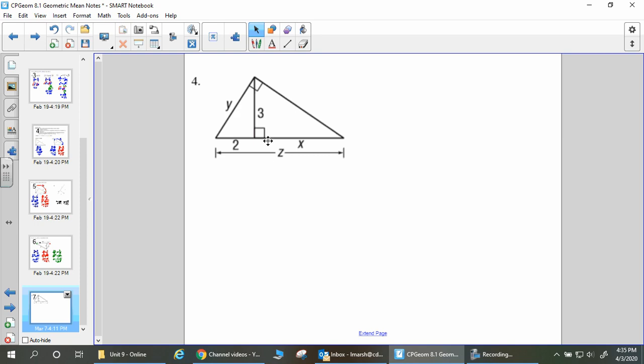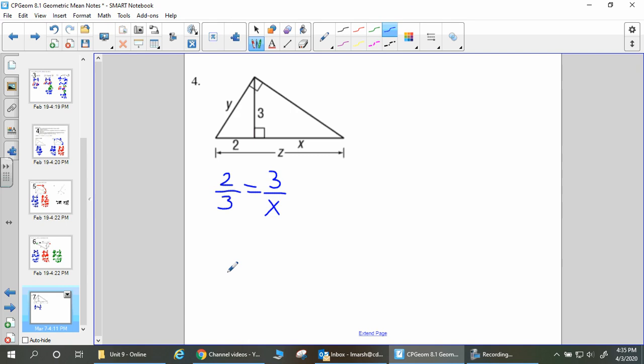For example, when I'm trying to find this line here in the middle, this is in there twice, right? I would put 2 over the altitude and then the altitude over this number. And normally my altitude is a letter. Well, it's not a letter. I'm still going to use the same setup though. Part of the hypotenuse, 2 over the altitude, which is 3, equals the altitude, which is 3, over the other part of the hypotenuse, which is x.